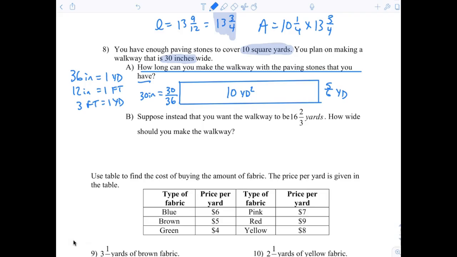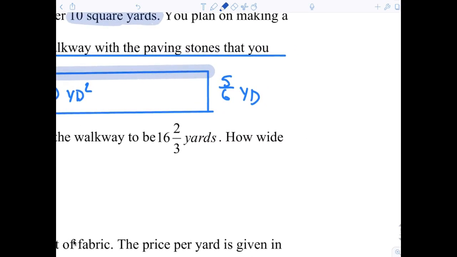All right? Now, what am I trying to find? I'm trying to find this guy right here, that's how long it is. Now, do we have the area? Yes. Do we have the width? And we're trying to find the length. So what's the relationship between area, length, and width? What's the formula? Area equals length times width. Very good. Everybody needs to write that down again.